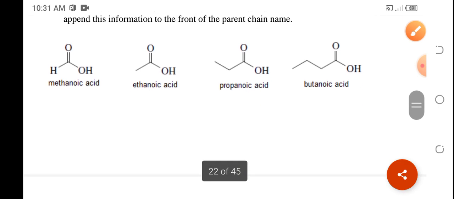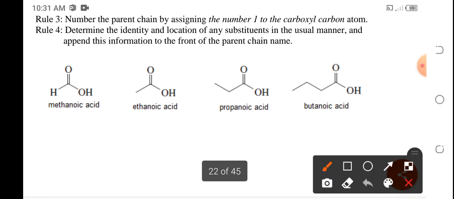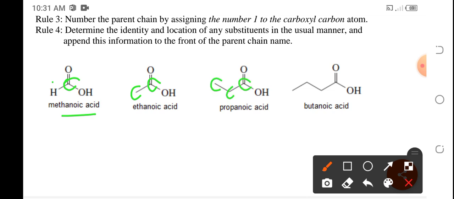These are the first four simplest carboxylic acids. We have methanoic acid with one carbon atom. Ethanoic acid has two carbon atoms. Propanoic has three carbon atoms. And butanoic acid will have four carbon atoms. No need for you to number the position of the carboxyl group because it's always at carbon number 1.